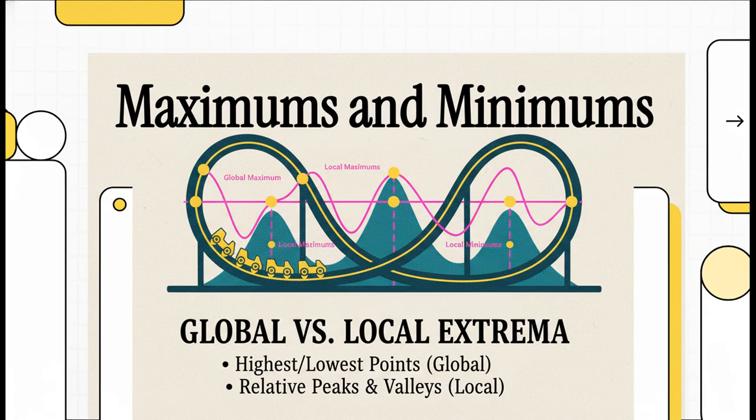You know that feeling on a roller coaster, right? There's always that one highest peak, but there are also all those smaller hills and valleys. Well, today, we're going to give that feeling a name. We're diving into the language of graphs to find those absolute highest and lowest points, plus all the important local peaks in between. Let's get right into it.